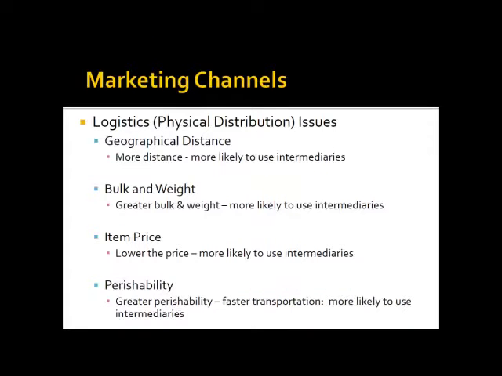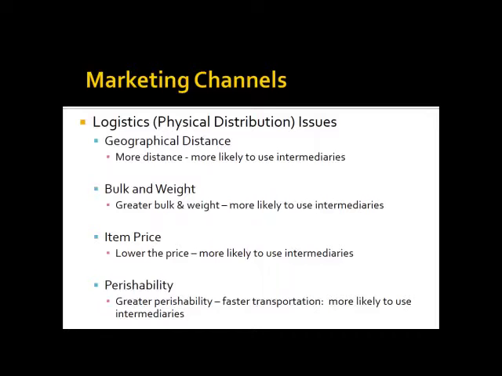There are several issues to consider in terms of distribution or logistics. One is geographical distance. The further away something is, the longer and harder it is to ship, and the longer it takes to resupply inventories. Most companies find that when products have to move long distances, it's more effective to use intermediaries. Bulk and weight.